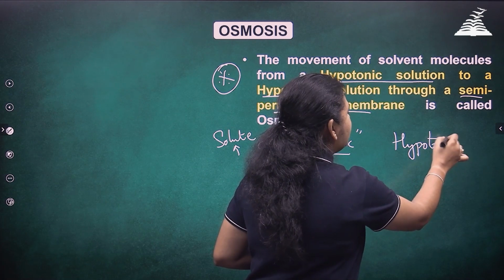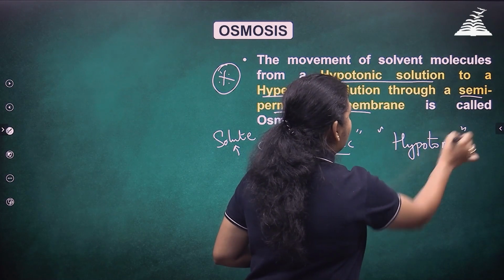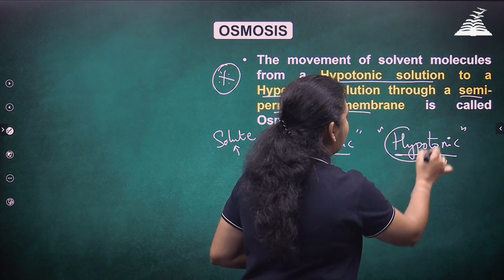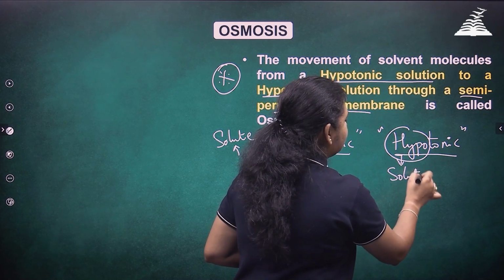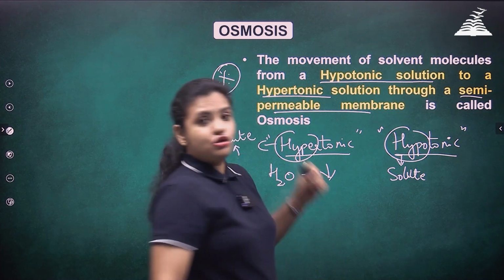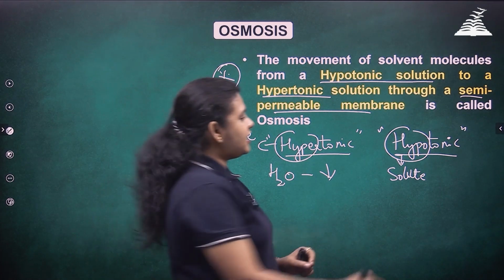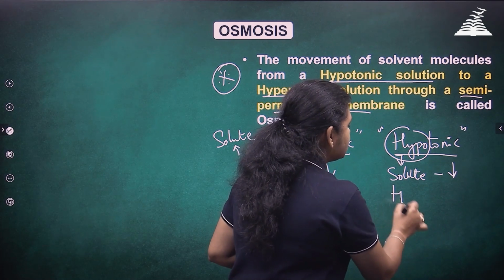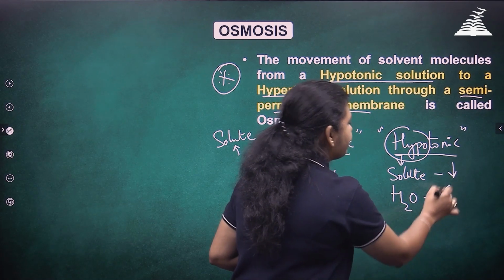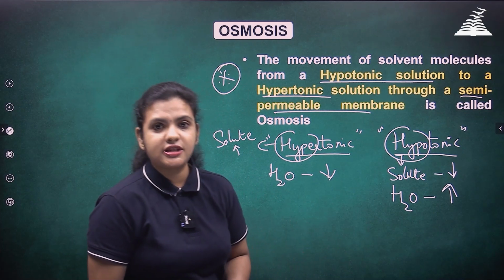Hypotonic. Hypo means less. What is less here? This hypo refers to solute concentration. That means it is your sugar or salt molecules that are less. So, solute concentration is less. Water concentration is more. And what is osmosis?